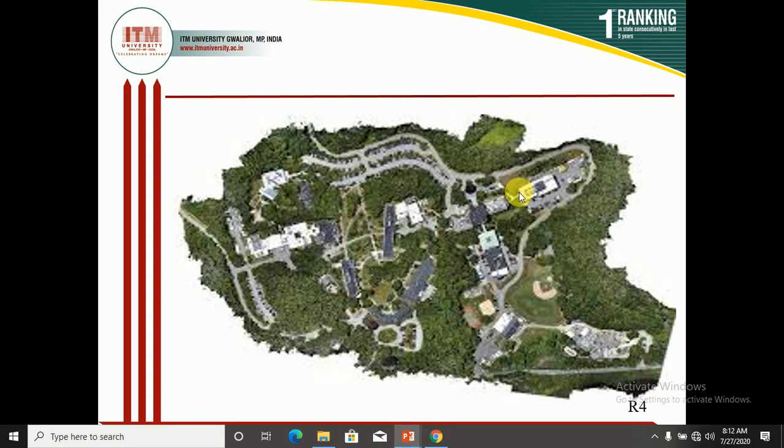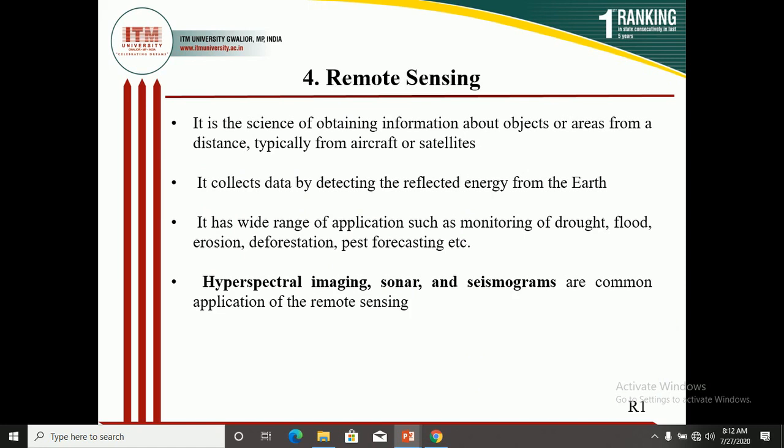Here you can clearly see the green vegetation, the land features, certain buildings, vehicles, all things clearly visible to you. There are specific software for processing photogrammetric images like Pix4D, ePhoto, ESRI orthomapping, like that. Next one is remote sensing.